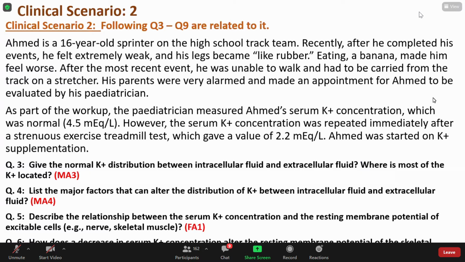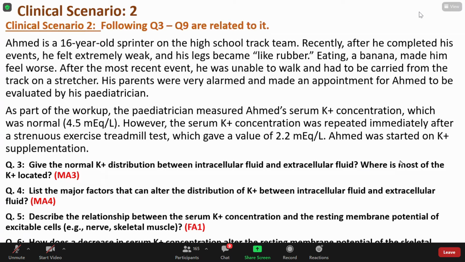Question number 3: give the normal potassium distribution between intracellular fluid and extracellular fluid. Where is most of the potassium located? It's intracellular, because intracellular potassium is 140, while extracellular is about 5. Okay, so it is a very simple question.